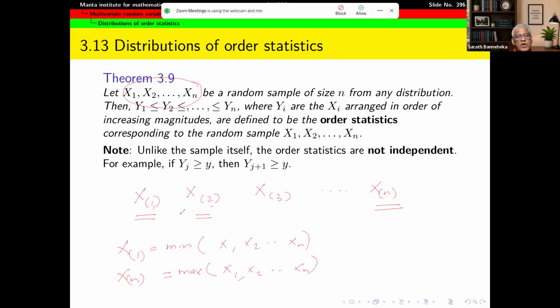Right? So that is one way to denote the order statistics in some books. But here, for convenience, I denote this one by y1. These are new random variables. It's a function of x1 up to xn. And I denote here this random variable by y2, this random variable by y3, and this random variable by yn. Right? So that's why I have written y1 less than or equal to y2 less than or equal to y3 up to yn, where yi are the xi arranged in order of increasing magnitudes are defined to be order statistics.